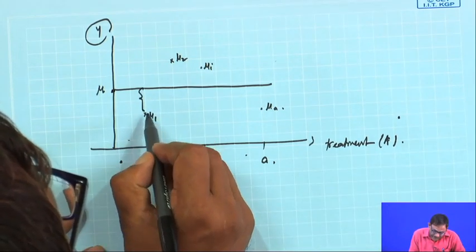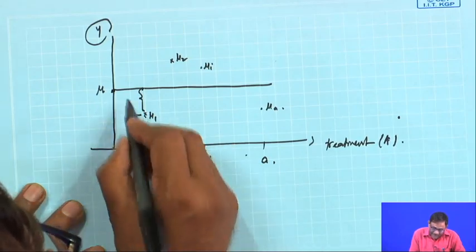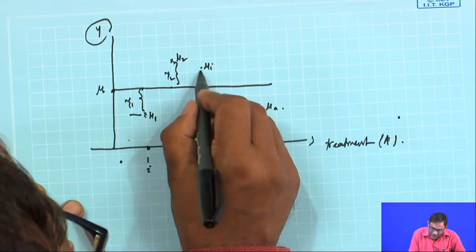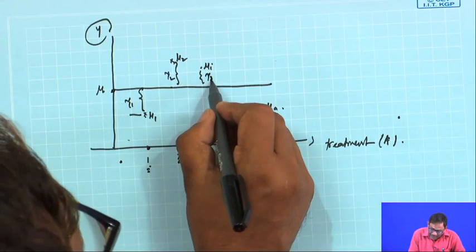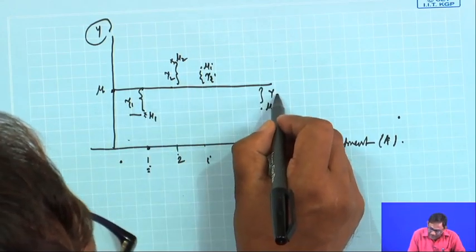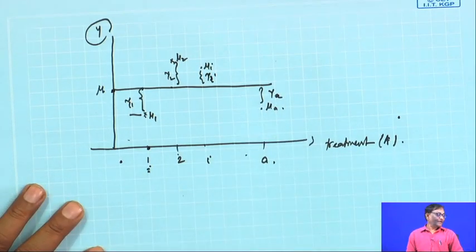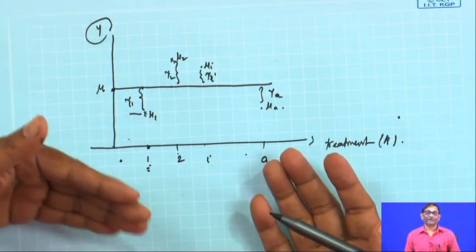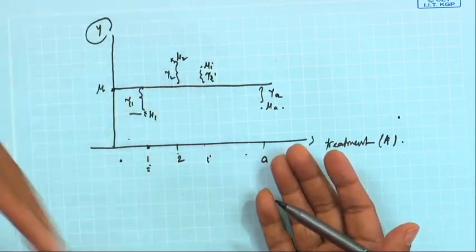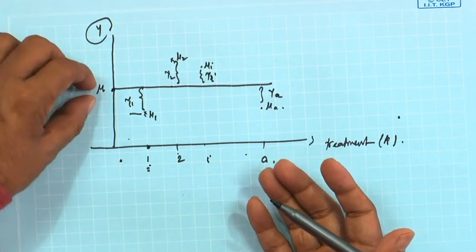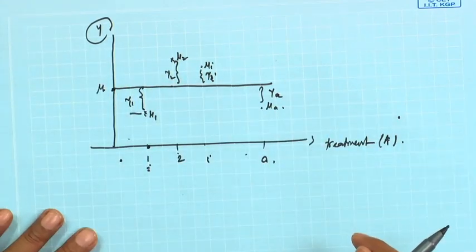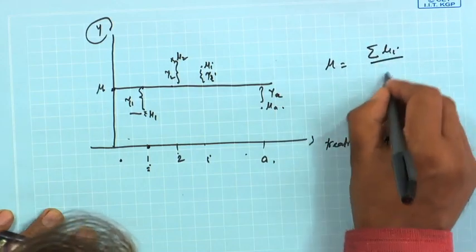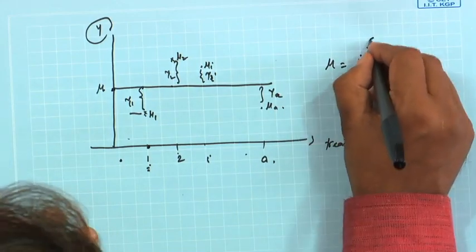Then what is the effect? Effect is the difference between these two. This is tau 1. So, this one is tau 2, this is tau 3, tau i, and this one will be tau a. So, it is nothing but the difference between the individual level mean and the grand mean. Again, the grand mean can be computed from the individual level means, like the grand mean is the sum total of mu i by a, i equal to 1 to a.